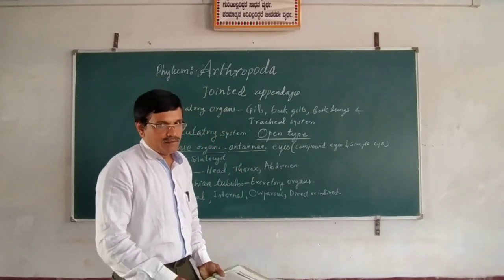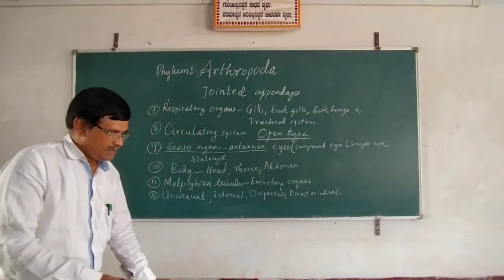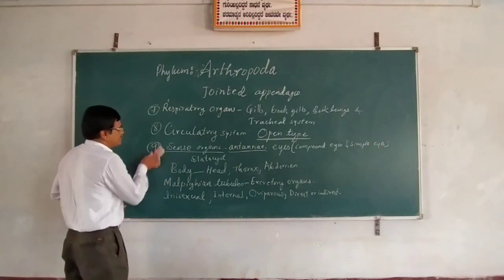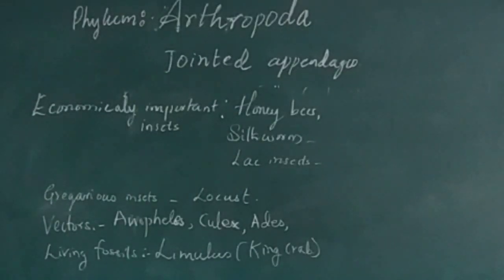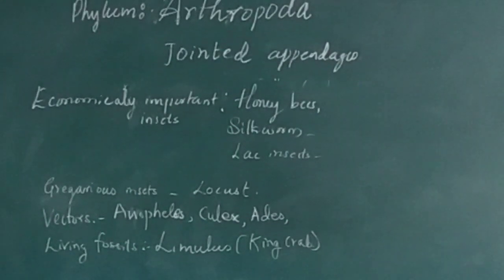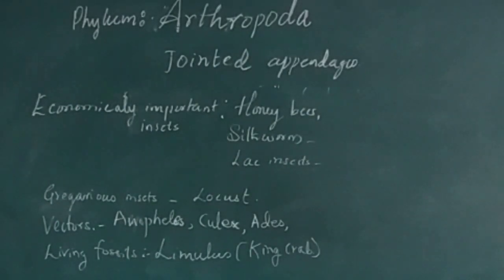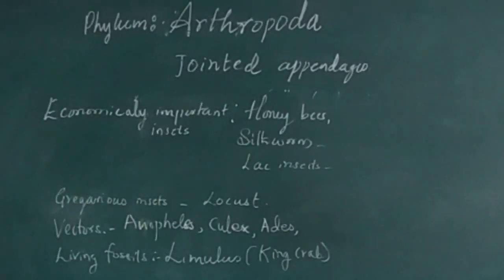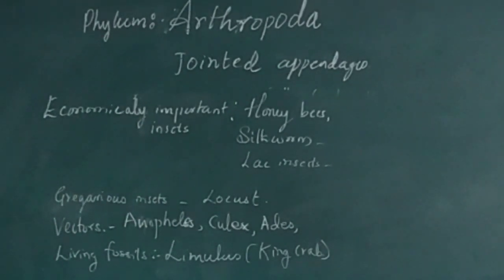Then examples of the arthropods. Economically important insects: honeybees, which give honey. Silkworm, scientific name Bombyx mori, which secretes silk. Okay. Then lac insects, Laccifer, the name of the lac insect. It produces the lac.